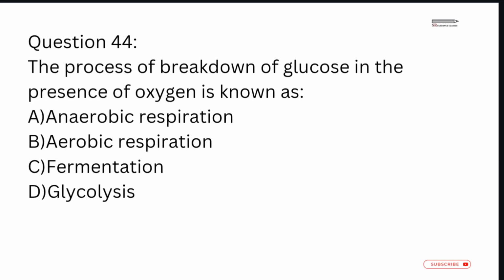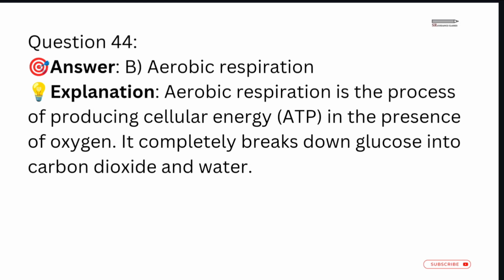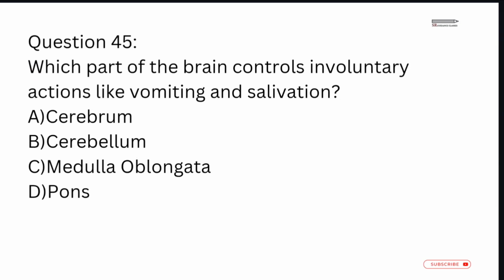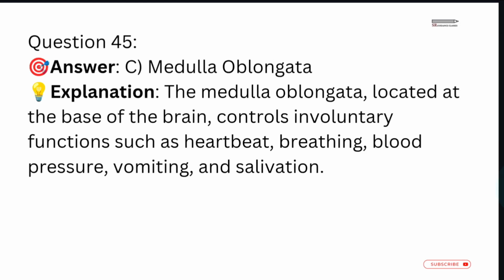The process of breakdown of glucose in the presence of oxygen is known as. The correct answer is option B, aerobic respiration. Which part of the brain controls involuntary actions like vomiting and salivation? The answer is option C, medulla oblongata.